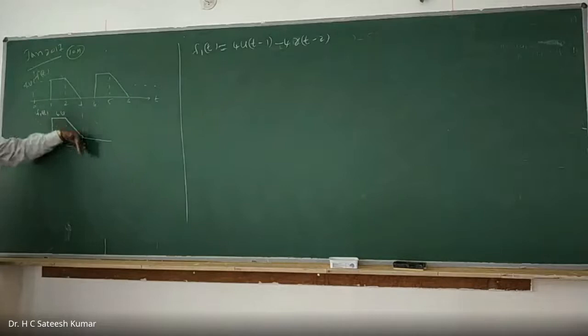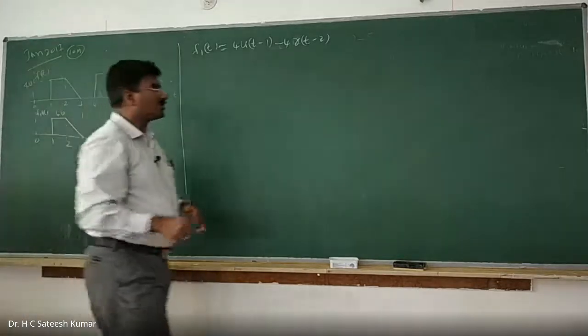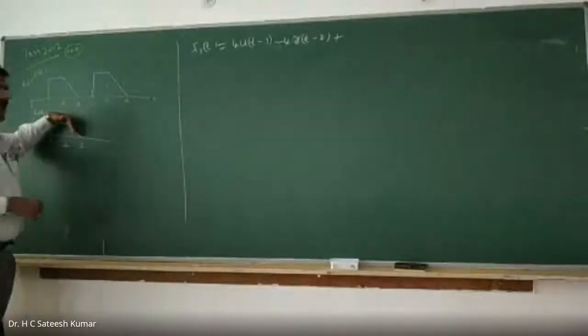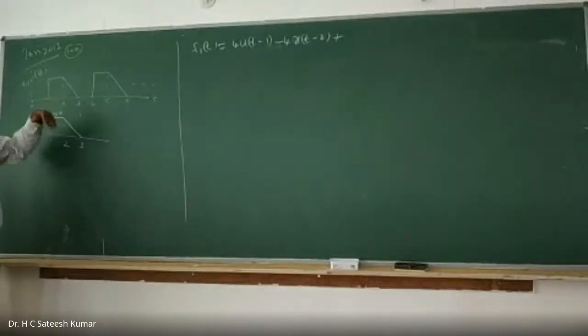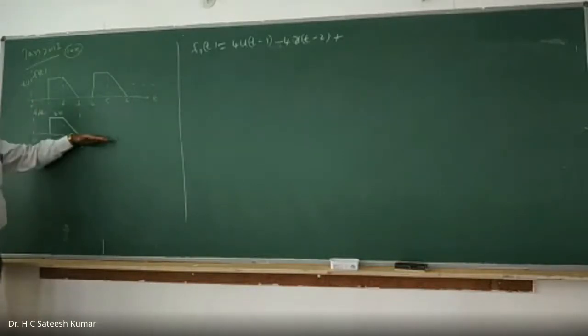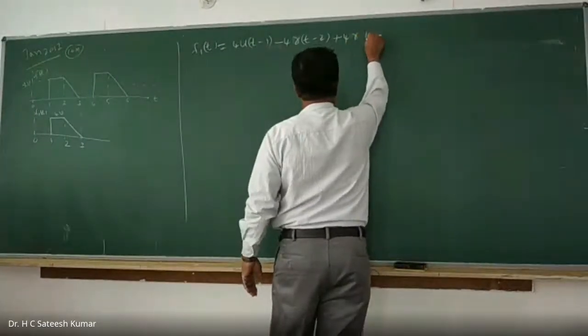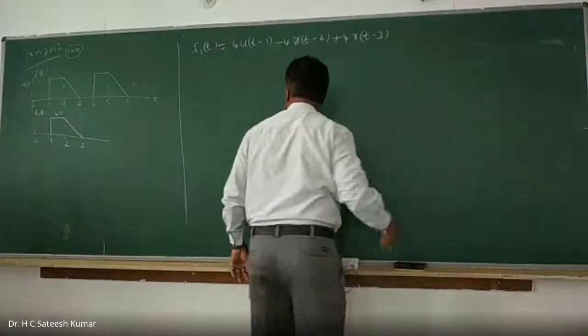Now I am going with this slope and I will have to make it 0. How will you make it 0? Whatever the slope is there, I want to cut this slope, so you add the same amount of slope. I am going with a slope of minus 4. To make it 0, you add a slope of plus 4. So plus 4, from where? 3, r of t minus 3. That's it. That is your f1 of t.